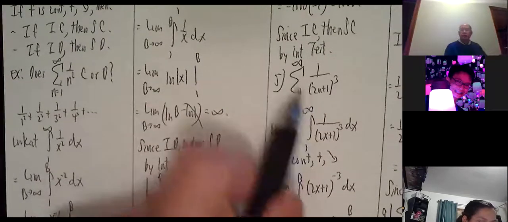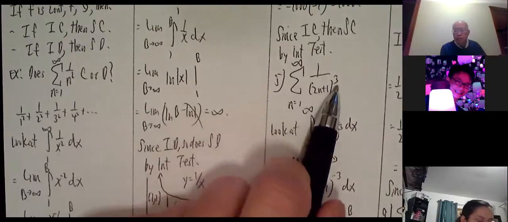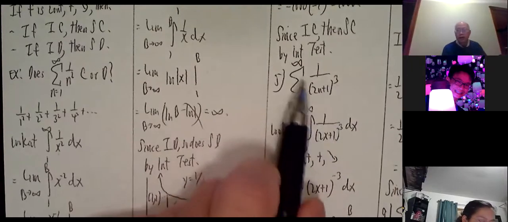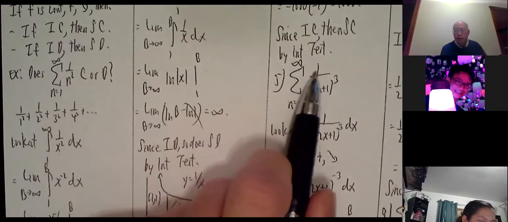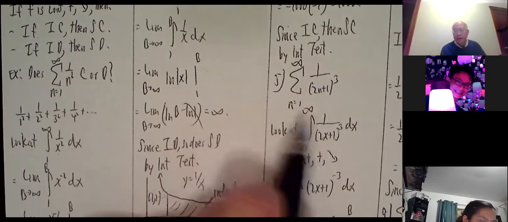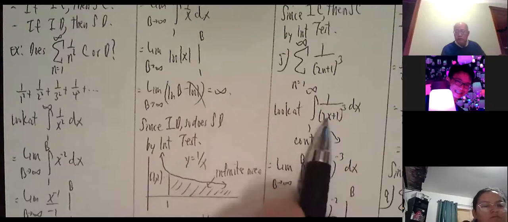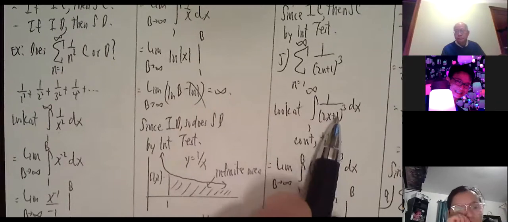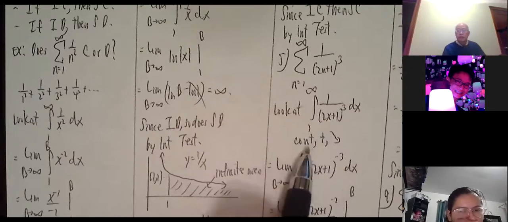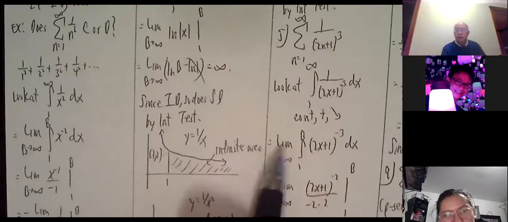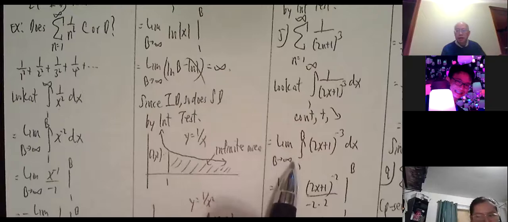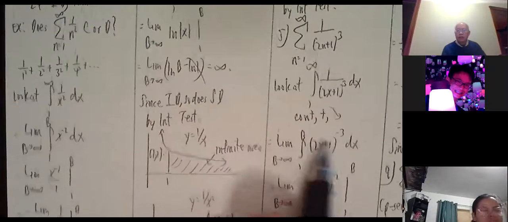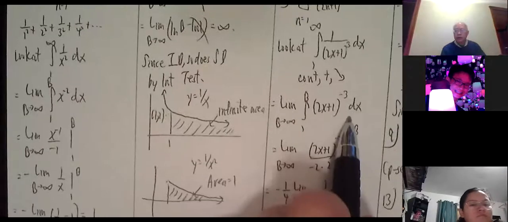All right, summation 1 over (2n plus 1) cubed. So look at the corresponding integral. What do you change it to? Just change n to x, and you do the same integral. It's continuous, positive, decreasing, so I can do it. So the limit as b approaches infinity of the integral from 1 to b of (2x plus 1) to the negative third dx.